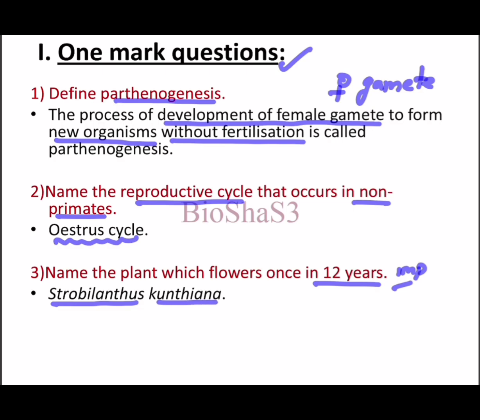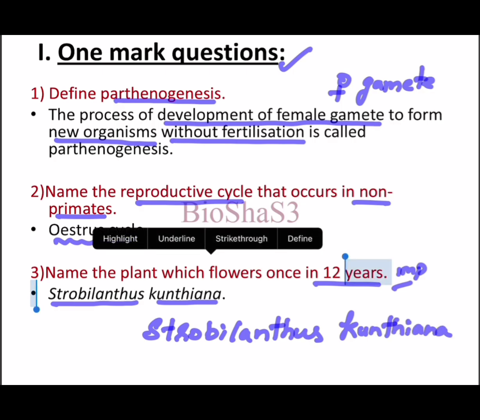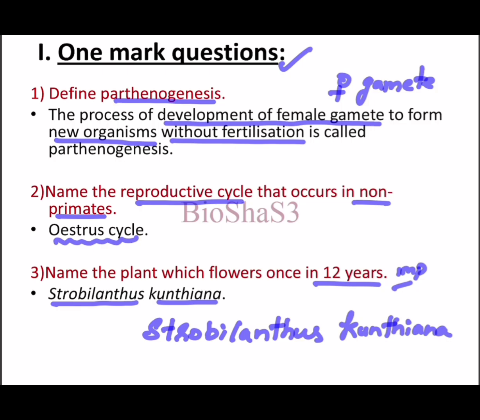When it is typed, it is in italics, and when you write you have to underline separately. Suppose now I am writing Strobilanthes kuntiana. So here S is capital and K is small, so you have to underline separately. This is important. So this is the 3 questions.